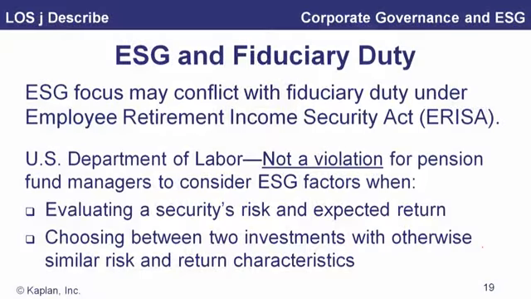And choosing between 2 investments that are otherwise similar in risk and return, and saying, okay, I've got 2 that are similar, I'm going to pick the one with the better ESG characteristics, with the better corporate governance score, then that's all right too. So I guess we can infer from this that choosing an investment with weaker risk and returns, or less preferable risk and return characteristics, because it has more favorable ESG characteristics just might be a violation of fiduciary duty.